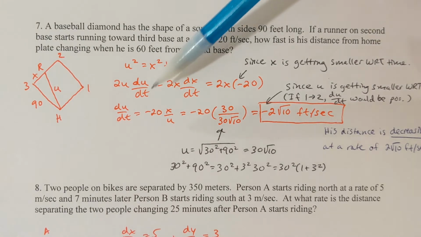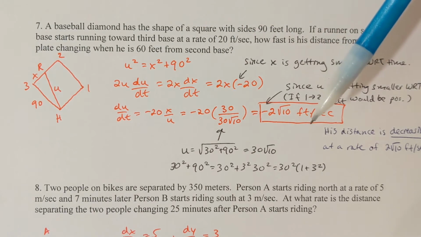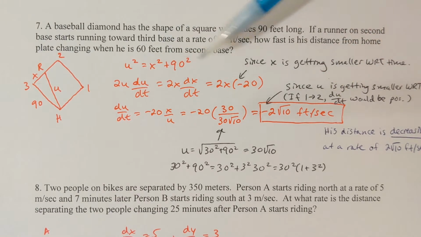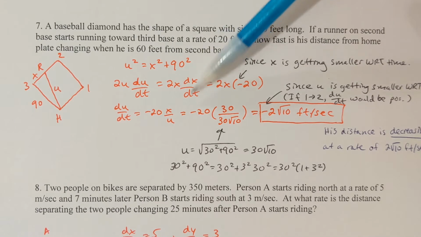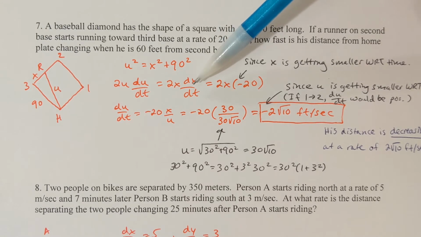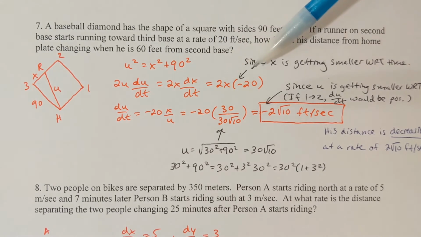Let's go ahead and differentiate both sides with respect to time t. So you're going to have 2u du/dt equals 2x dx/dt plus the derivative of a constant, which is 0. Now, dx/dt is negative 20, right? The runner is running towards third base at a rate of 20 feet per second, so x is getting smaller, dx/dt is negative. And that statement here is basically them telling me dx/dt.